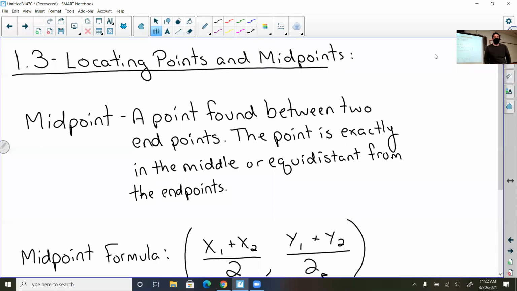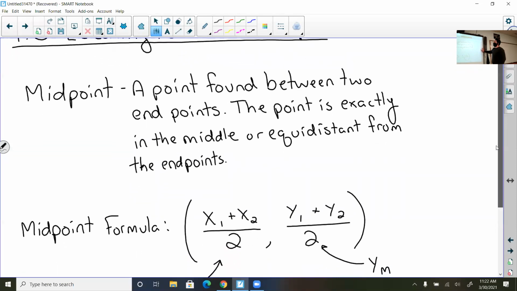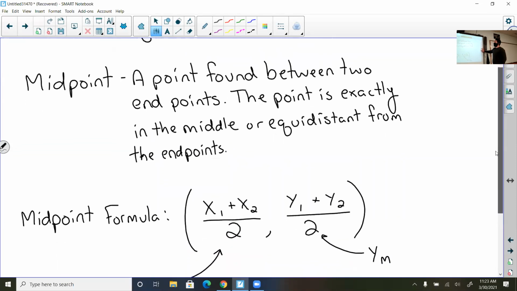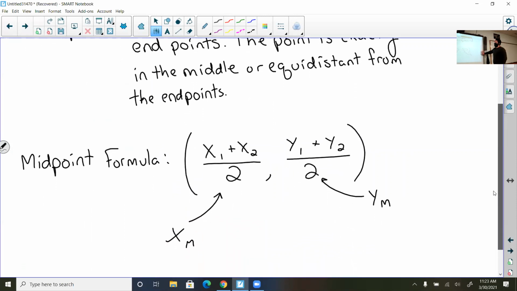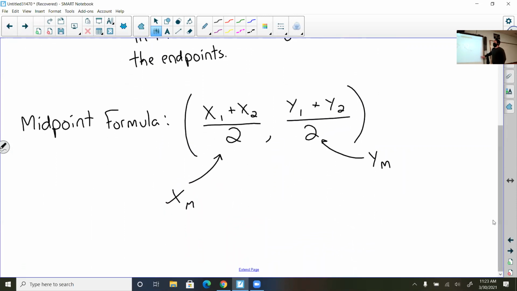We're locating points and midpoints. A midpoint is a point found between two points. It is exactly in the middle, or equidistant from the endpoints. And so in order to find the point that is exactly in the middle, we want to find the average of the x values and the average of the y values.